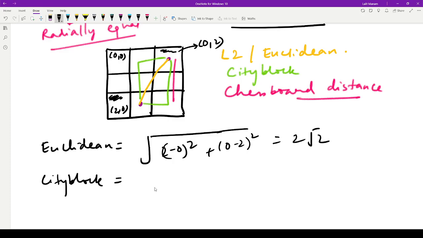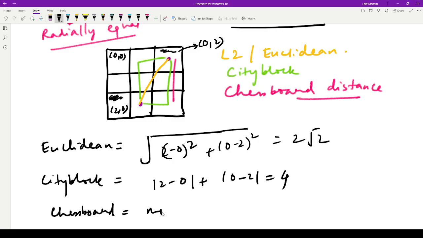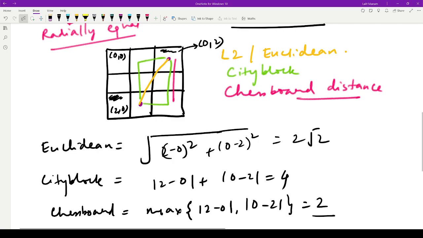Yes, 4, because you have to take this and you have to take this. Next is chessboard. 2. Yes, because the max is still the same: it's the max of absolute differences in each coordinate, which gives us 2. Okay, is this question clear? Any doubts to anyone? No. Okay, that's great.